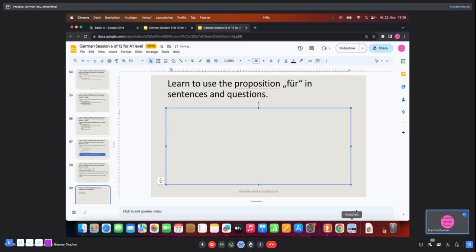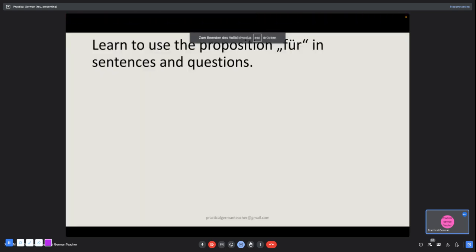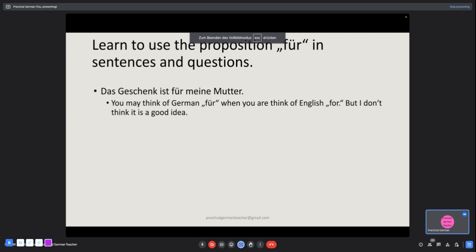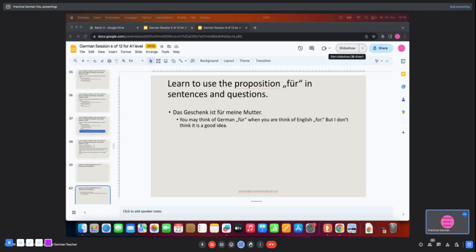So what I wanted to say, please remember the point about für again. What I'm saying is that, for example, I'm thinking of an example where in English it is for, but in German it is not.